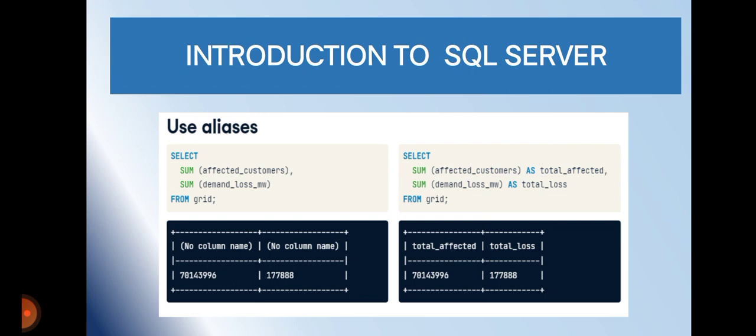As we did that, when we use only parentheses, there is no column name, but when we use AS alias, such as total affected and total loss, we get the column names total affected and total loss, as we can see in the second example. So by using an alias we can lessen our defects of no column name issues.